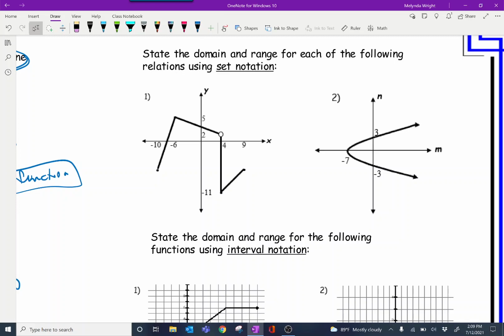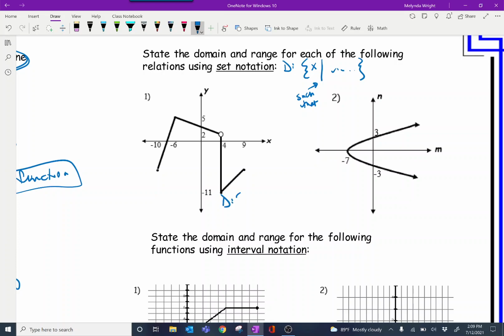If you recall, that's with the curly brackets, all x, and that little line means such that, and then you write whatever the criteria is. So that's set notation. All right, that's for domain. So let's do our domain here.